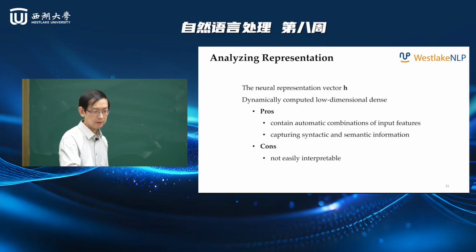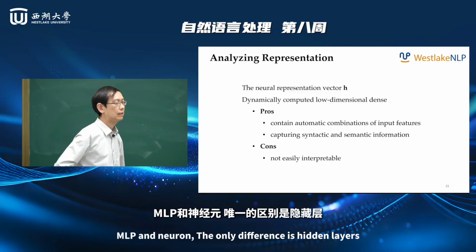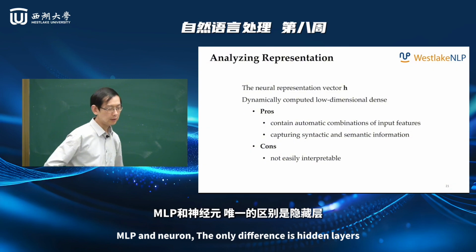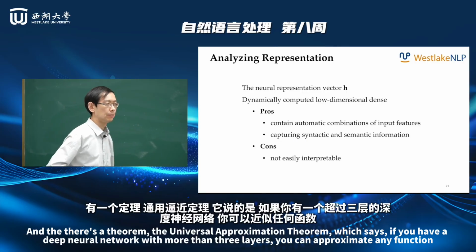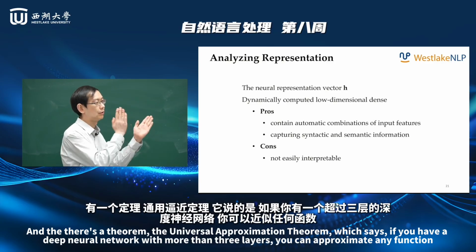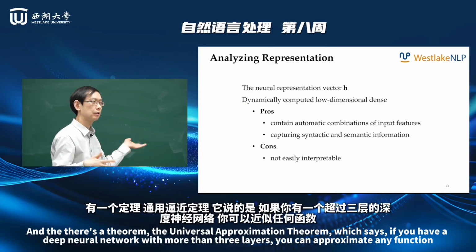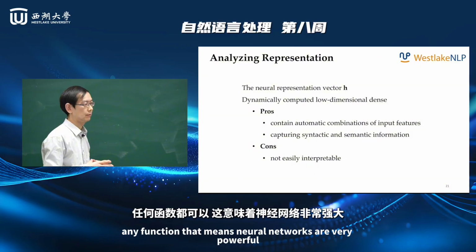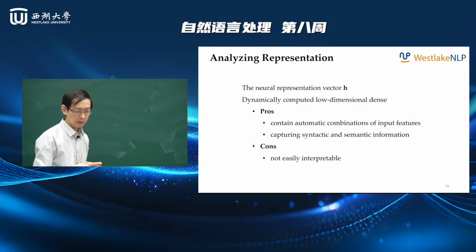All right. So you know MLP and neuron, the only difference is hidden layers. The more hidden layers you have, the stronger the representation power. And you know there's a theorem, right? The universal approximation theorem, which says if you have a deep neural network with more than 3 layers, you can approximate any function, okay? Any function. So that means neural networks are very powerful.